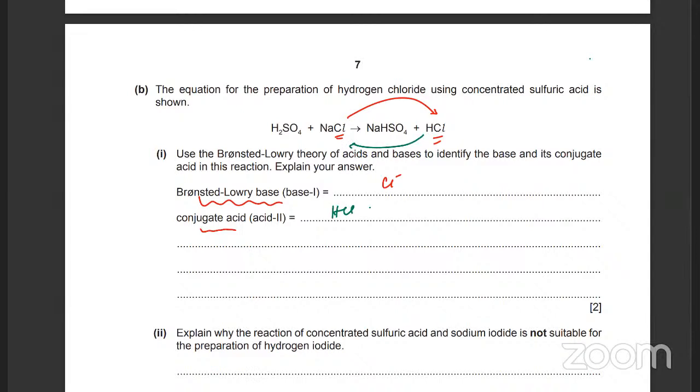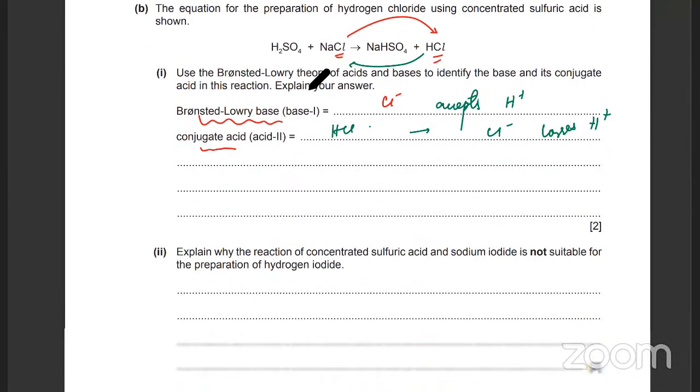Okay, you're going to explain that. You're just going to say that Cl- accepts H+ in the forward direction to form HCl, and in the reverse direction, HCl turns into Cl-, so it loses H+. So you just have to relate this to proton acceptor and proton donor. That's it.